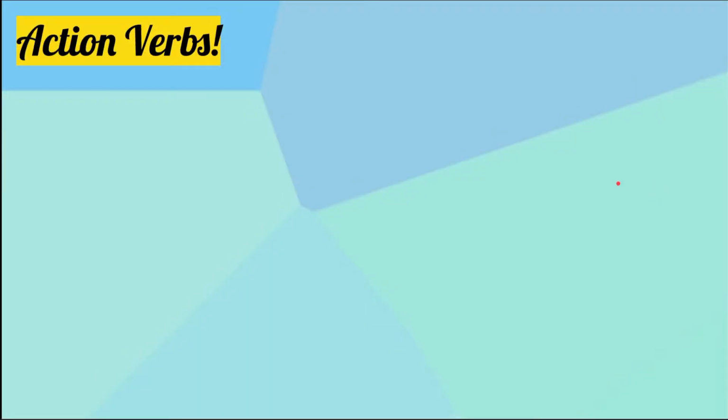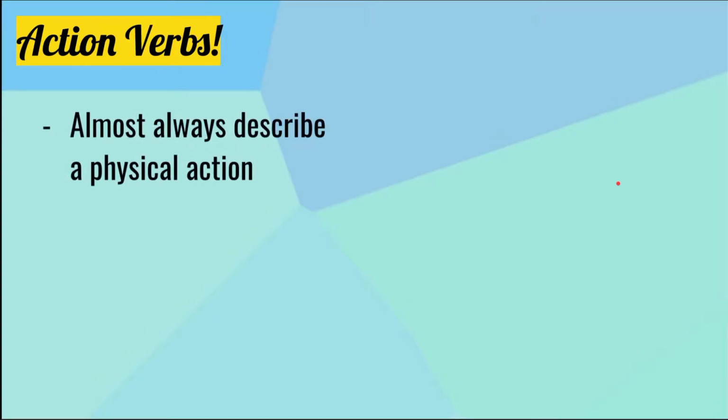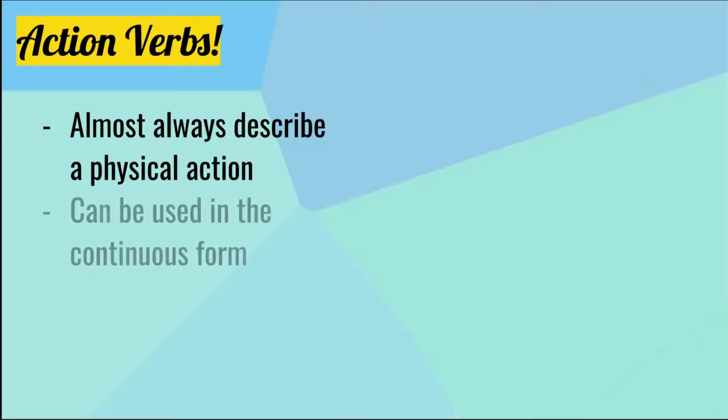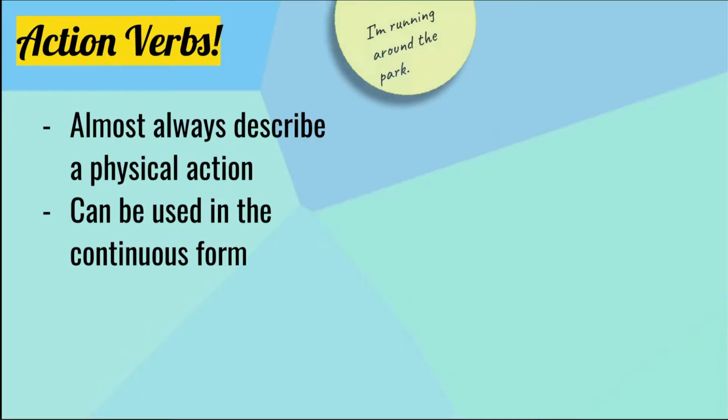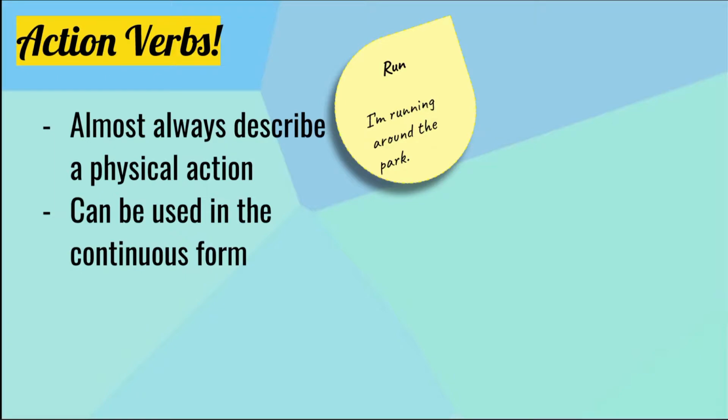Let's talk about action verbs first. They almost always describe a physical action. And they can be used in the continuous form or the simple form. Some basic examples are like run. I'm running around the park. That means I'm doing it now.